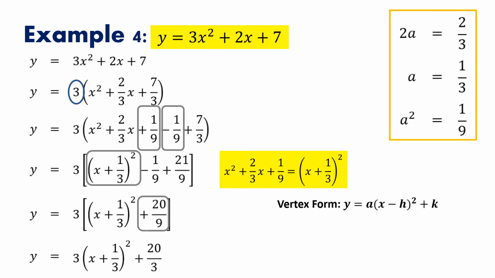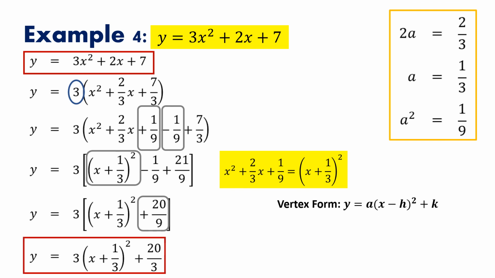Recall that the vertex form is given by the equation y equals a times the quantity x minus h to the second power plus k. All that is left is to apply the distributive property of multiplication over addition. So, y equals 3x squared plus 2x plus 7 can be written as y equals 3 times the quantity x plus 1/3 to the second power plus 20 over 3.